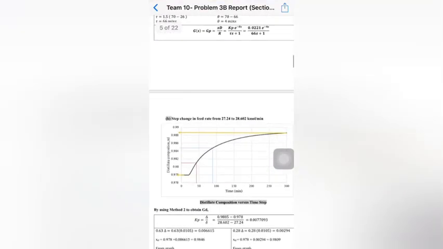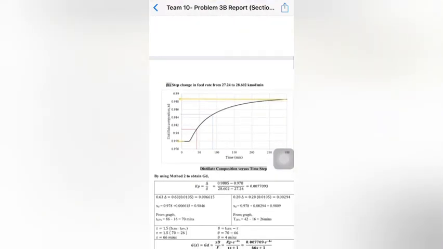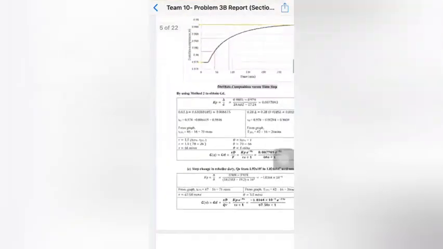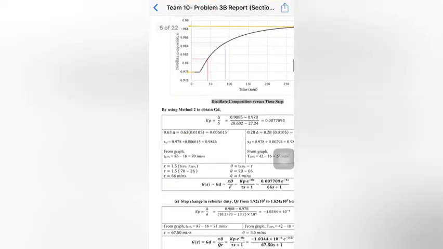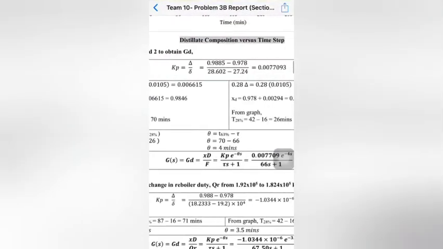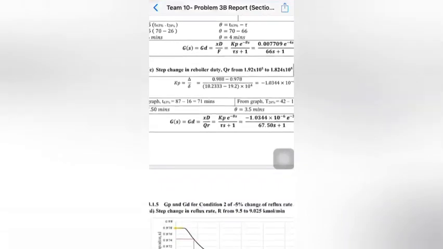Besides, for the disturbance we have two disturbances. First one is the feed rate, and the second one is the reboiler duty. We also use the same method, which is method 2, to solve for the GD value by using the same formula.